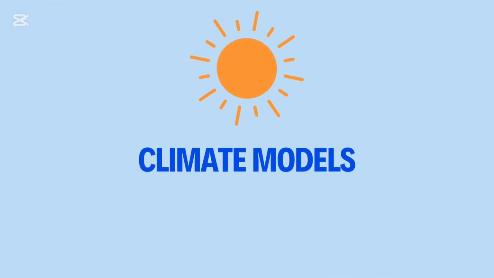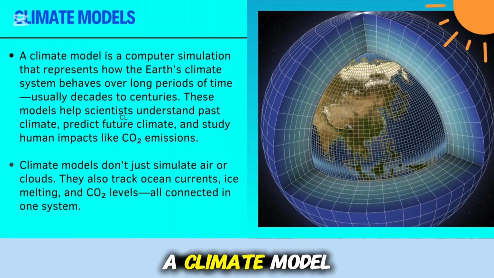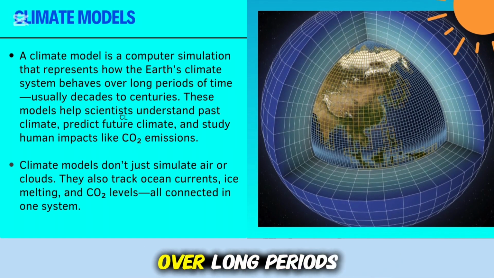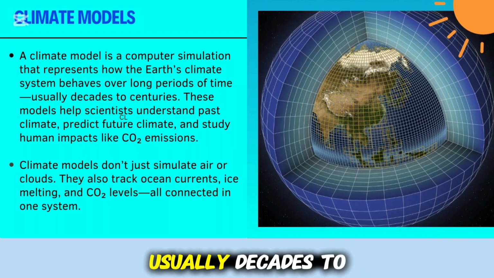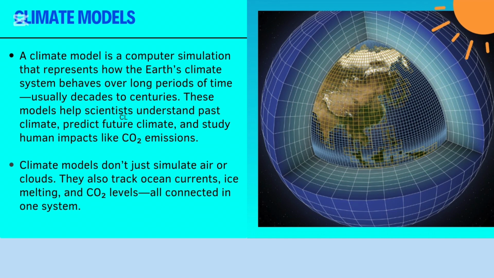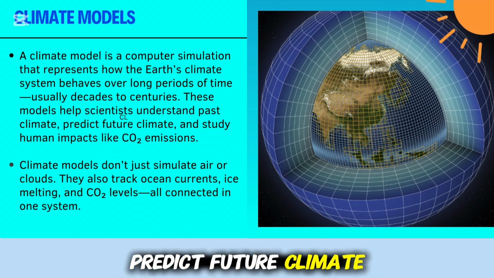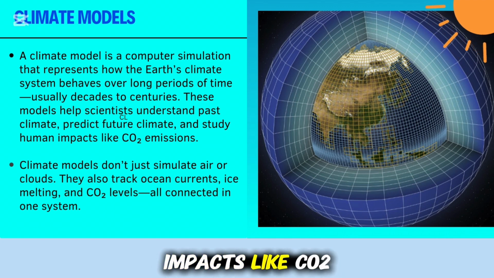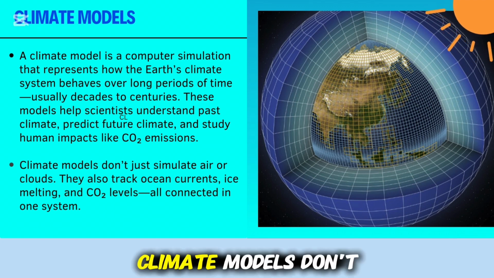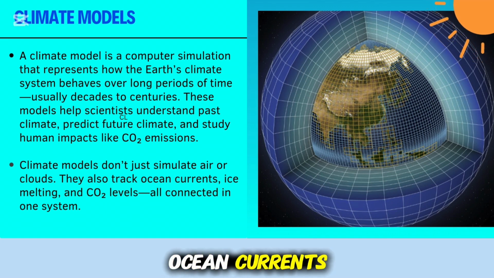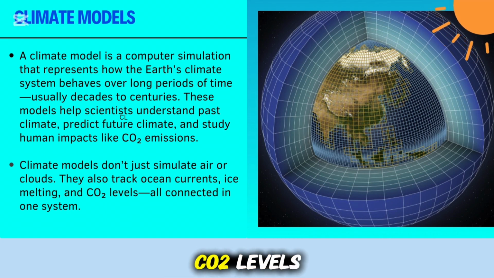Climate models. A climate model is a computer simulation that represents how the Earth's climate system behaves over long periods of time, usually decades to centuries. These models help scientists understand past climate, predict future climate, and study human impacts like CO2 emissions. Climate models don't just simulate air or clouds. They also track ocean currents, ice melting, and CO2 levels, all connected in one system.